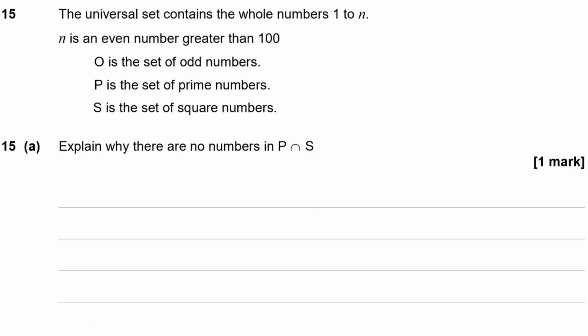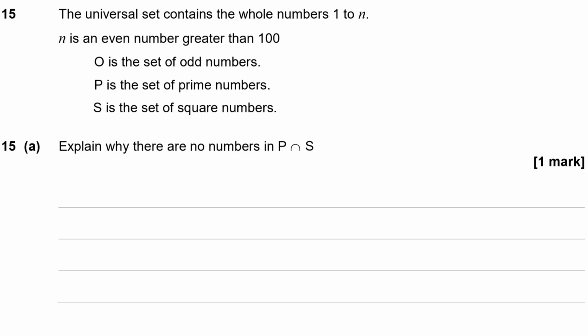Question 15. The universal set contains the whole numbers 1 to n. N is an even number greater than 100. O is a set of odd numbers. P is a set of prime numbers. And S is a set of square numbers. So explain why there are no numbers in P intersection S.